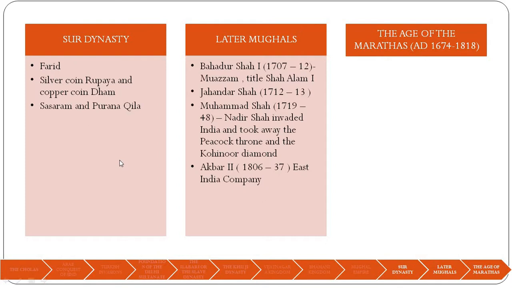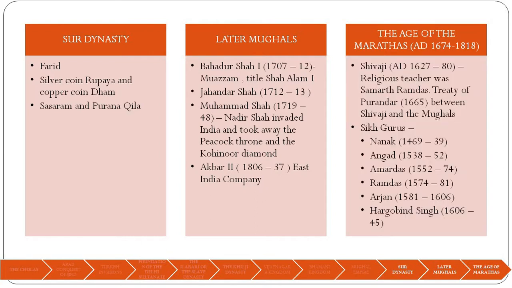And then came Akbar II, who was the pensioner of the East India Company. And after this came the age of the Marathas. Shivaji. He was born to Shahji Bhonsle and Jijabai. His religious teacher was Samarth Ramdas and his guardian was Dadaji Kondadev. The Treaty of Purandar, which was in AD 1665, was signed between Shivaji and the Mughals.